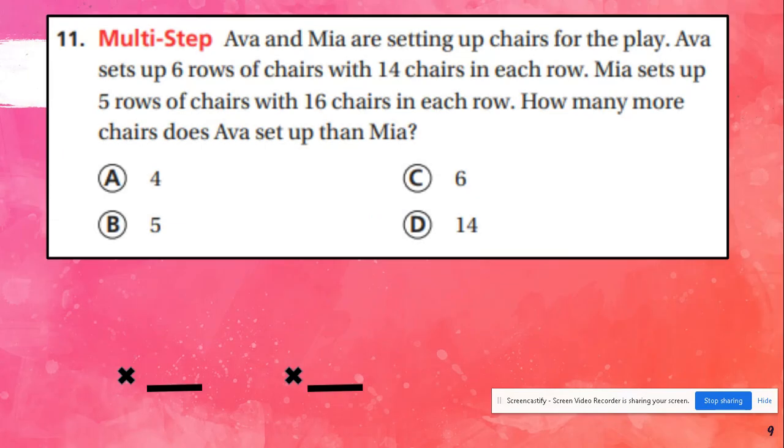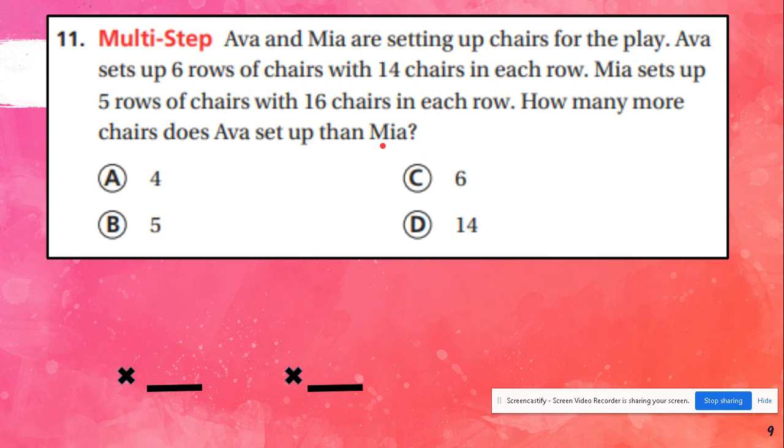Number 11, Ava and Mia are setting up chairs for the play. Ava sets up 6 rows of chairs with 14 chairs in each row. Mia sets up 5 rows of chairs with 16 chairs in each row. How many more chairs does Ava set up than Mia?